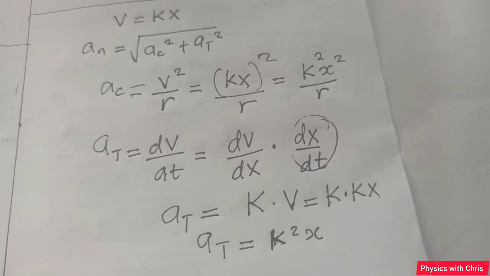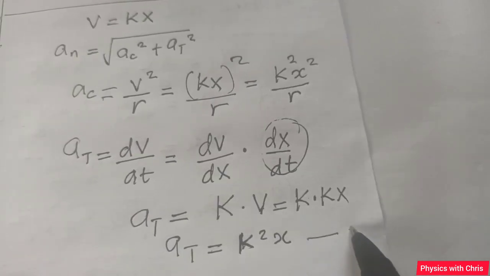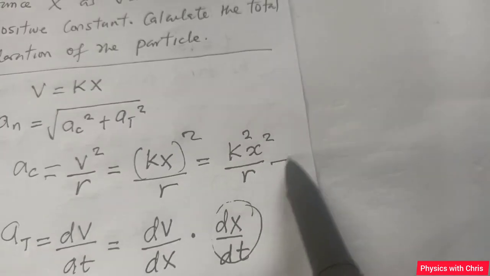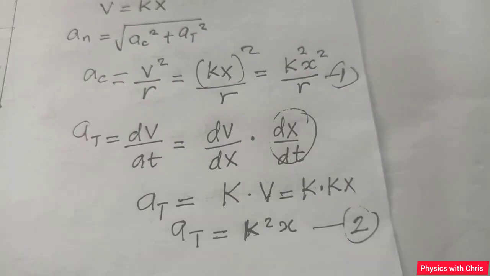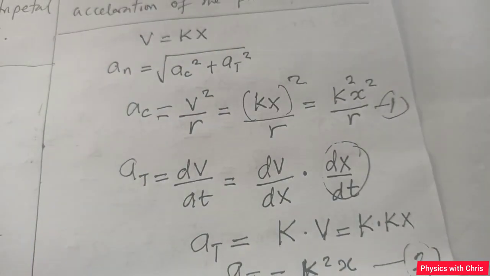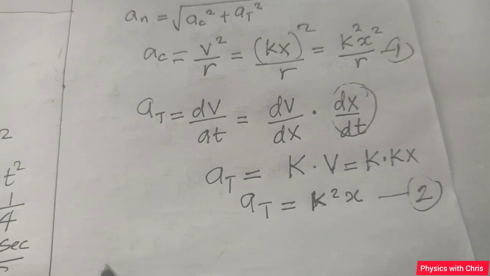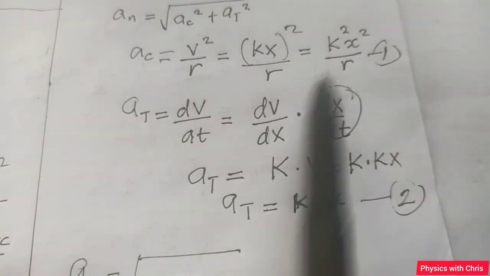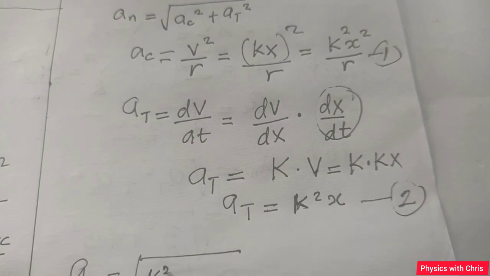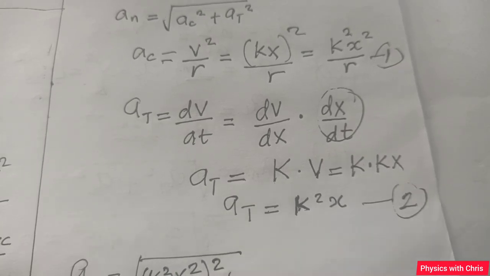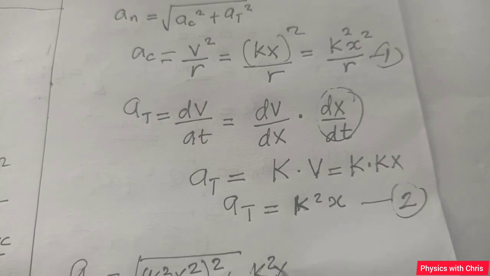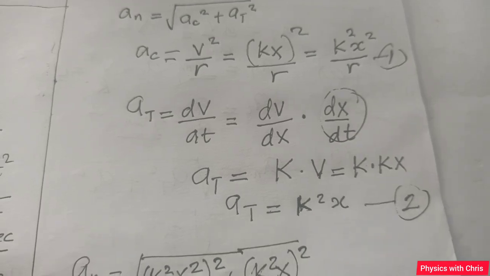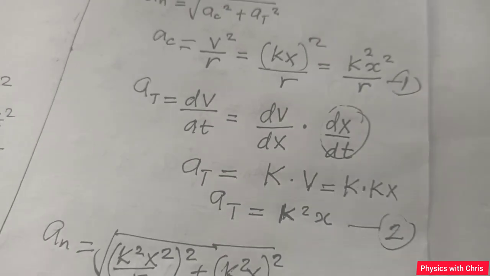So the next thing is to substitute both expressions. Let's call this equation 2 and this equation 1, the expressions for centripetal acceleration and tangential acceleration. You put them in the equation for the total or net acceleration of the particle. That gives us a_n equals the square root of the square of this, that is k squared x squared over r, all squared, plus this gives me k squared x, all squared. That's for my tangential acceleration.